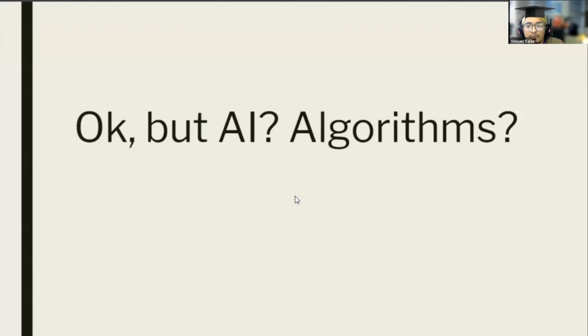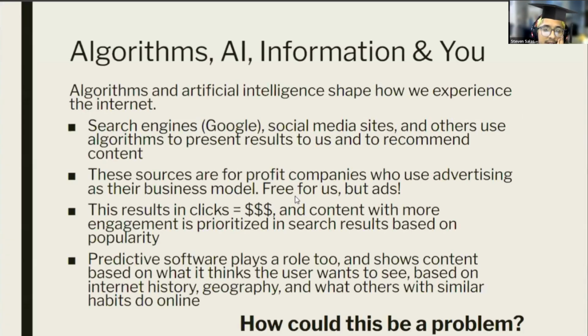So what about AI? What about algorithms? This is something you have to be very careful with because it's becoming a lot more prominent nowadays. Algorithms and artificial intelligence shape how we experience the internet. Search engines like Google, social media sites, and others use algorithms to present results to us and to recommend content. These sources are for-profit companies who use advertising as their business model. Free for us, but of course, the only way they make money is by offering a lot of ads, and hopefully it's going to be ads related to your interest.